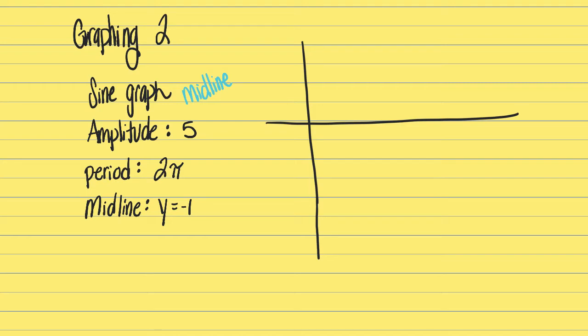The first thing to do is always start by plotting your midline. So I'm going to go ahead, start at -1, and just make a dotted line at my midline. From there, I'm going to use my amplitude to mark where the max and the min are for my function. So from my midline, I'm going to go up 5, and I'm also going to go down 5. There it will mark my max and min.